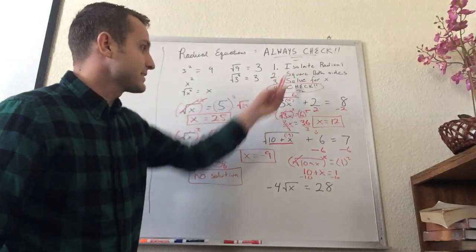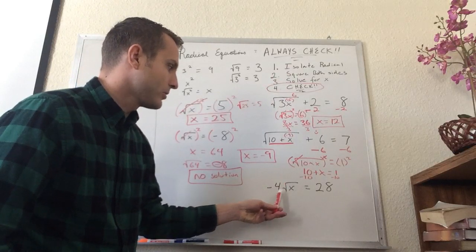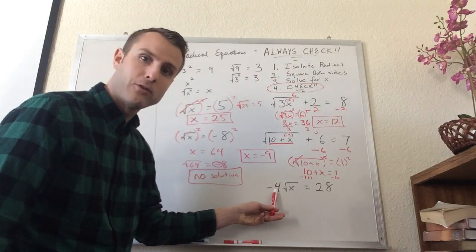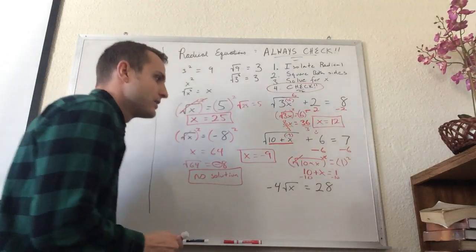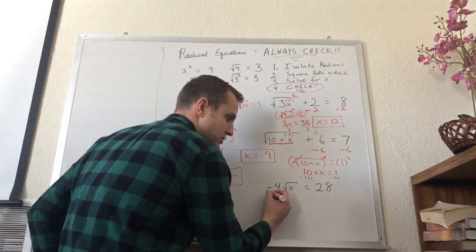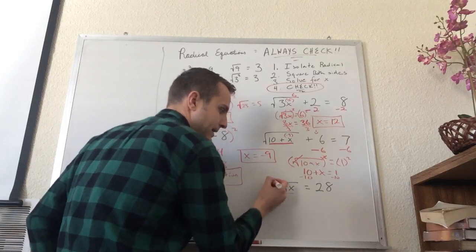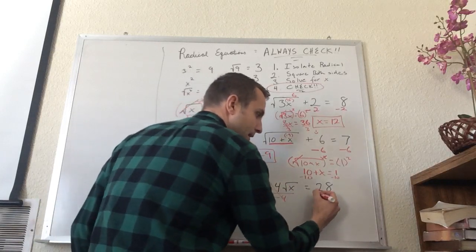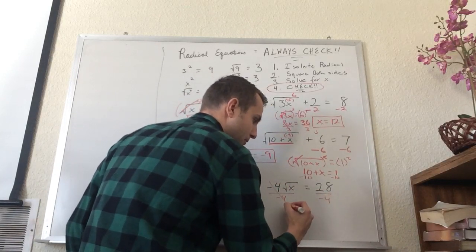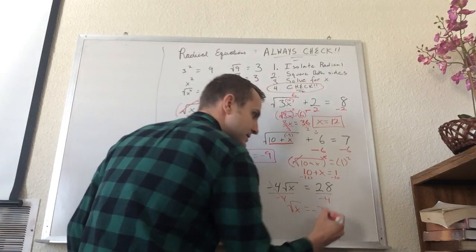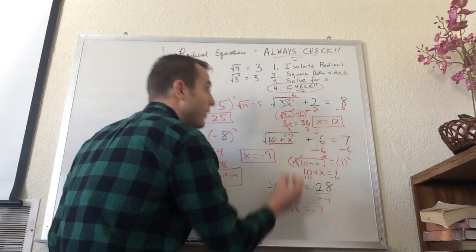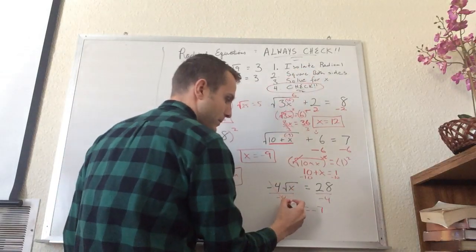So, first step, isolate the radical. The radical is being multiplied by negative 4. Negative 4 is not in the radical, but it's being multiplied, not added or subtracted. So I need to do the opposite of multiplication, which is division. So I'm going to divide by negative 4. That's going to make 1. Divide the other side by negative 4. So now I have the square root of x equals negative 7. Now I've isolated my radical. I want to square both sides.